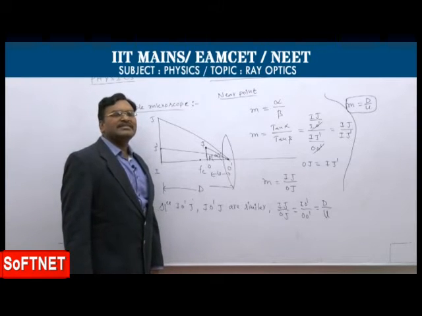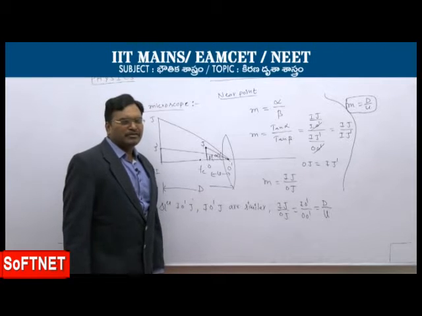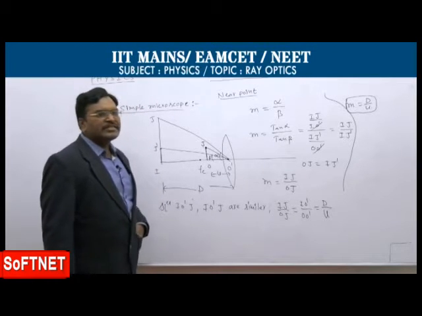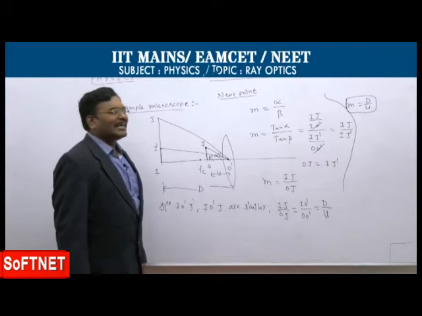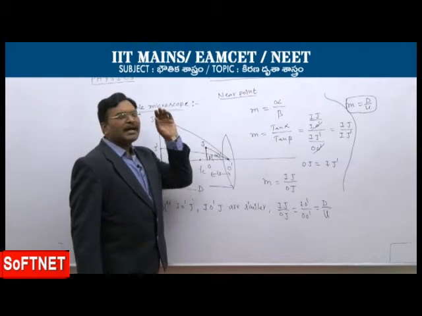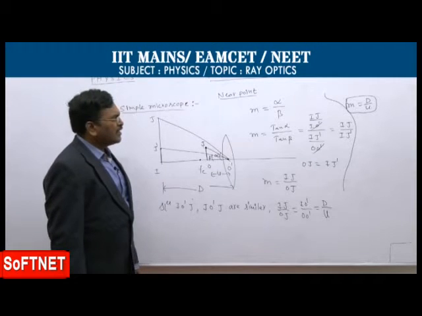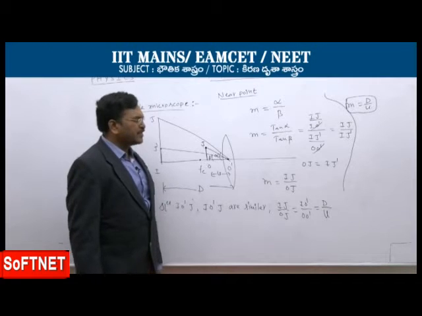D is the least distance of distinct vision. D means the least distance of distinct vision. What is the least distance of distinct vision? It is the distance of the near point from the eye. What is the near point? The nearest point from the eye at which the object is seen clearly. That is called the near point. Now, for a normal eye, the D value is 25 centimeters.